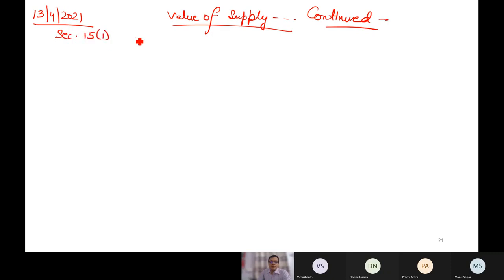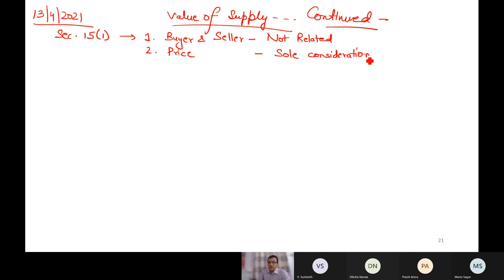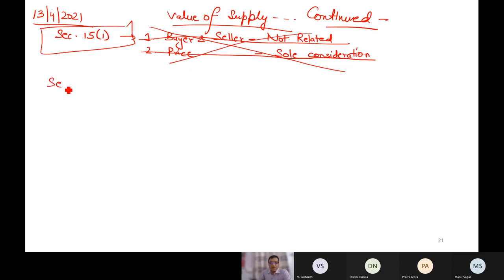So section 15 subsection 1 was applicable when these two conditions are satisfied, that buyer and seller are not related, and price is the sole consideration. But if either this condition is not satisfied, or this condition is not satisfied, or both the conditions are not satisfied, then how can you apply 15.1? In that case, search for 15.4.